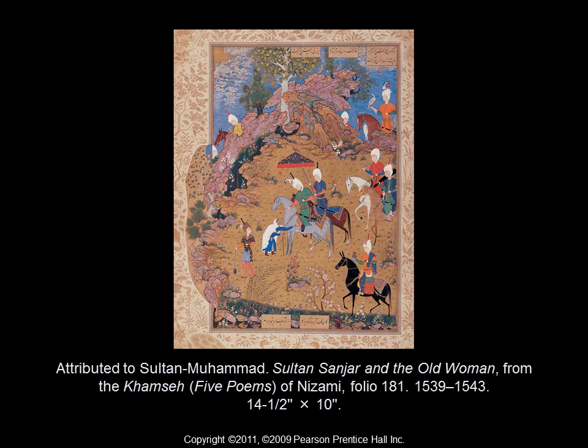When Islam spread to India, it was done so by the Mughal Empire. The makeup of the culture at the time in India was Hindu, Jain, Zoroastrian, and Christian. This painting might confuse everybody because there are representations of the human form. The Mughal Empire was extremely tolerant of this. As a matter of fact, they promoted it because, on the opposite end, they felt this was more of a tribute to God. This painting is attributed to Sultan Muhammad. It is Sultan Sanjar and the Old Woman from the Khamsa, which is the five poems of Nizami. This was made between 1539 and 1543.